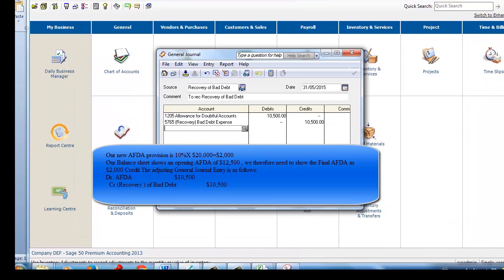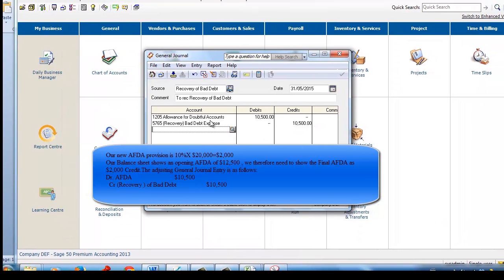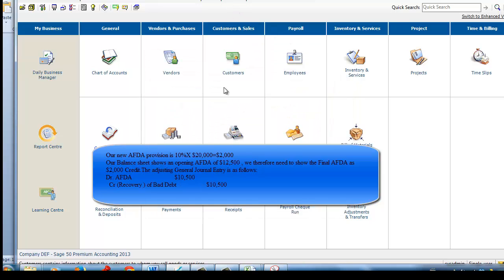To record the recovery of bad debt, our journal entry is debit allowance for doubtful accounts $10,500 and credit recovery of bad debt $10,500. The fact that we credit an expense will increase our profit by $10,500. Now we're going to process the transaction, and let us see the effect on the balance sheet first.